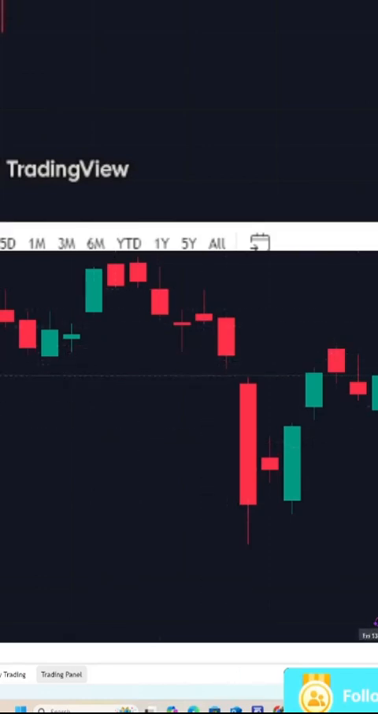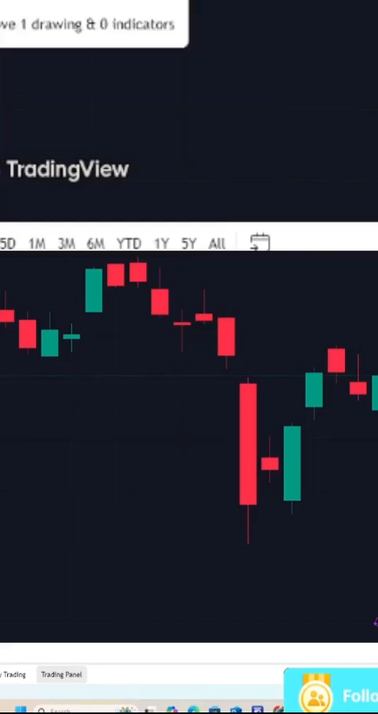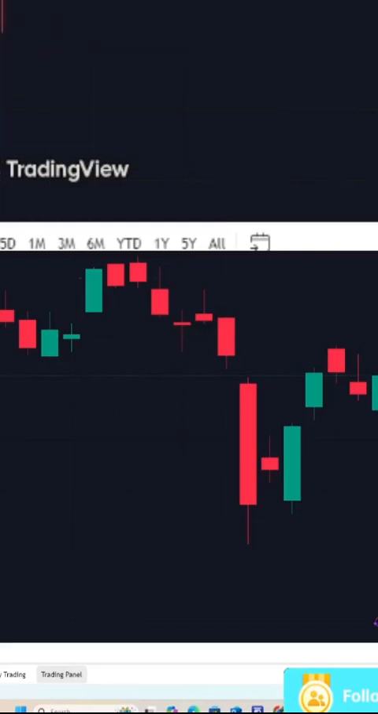Meaning each candle represents a day, as I've told you. So how to use it now? How to use the 9 moving average? What do you do?